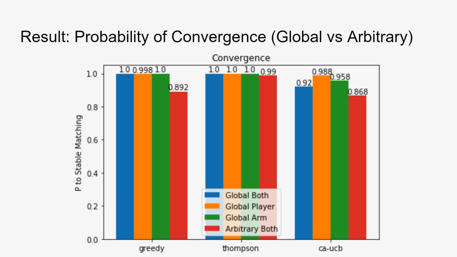Okay, this bar graph shows the probability of convergence with respect to global or arbitrary rank. It shows that Thompson is very reliable for all cases, followed by Greedy algorithm, which performed well except for the arbitrary rank on both sides, with a probability of 0.89 to stable matching. For CAUCB, it performed well in case of global ranked players and arbitrary ranked arms, and performed worse in arbitrary on both sides with a probability of 0.86.